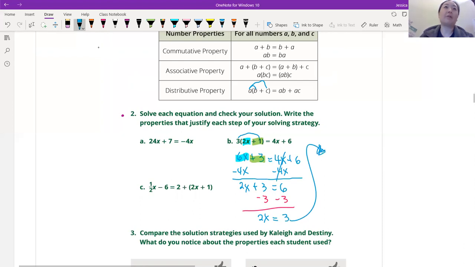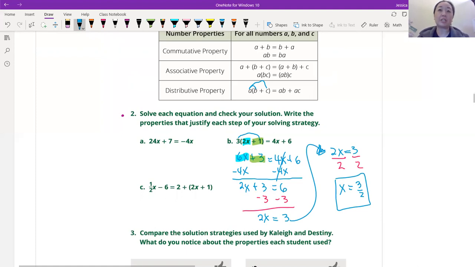Here's my arrow. I always run out of room. 2x is equal to 3. So now how do we get rid of that 2? Just like how we get rid of any multiply by 2. Divide it by 2. And then your x is equal to 3 over 2. Just like that. You're going to leave it as that improper fraction.